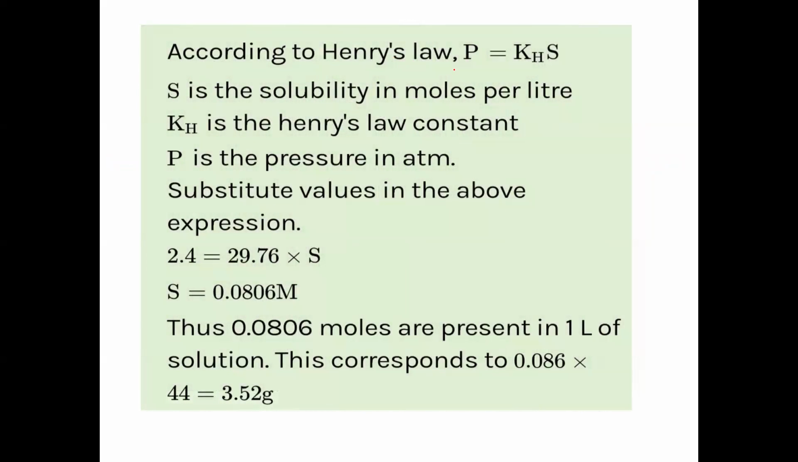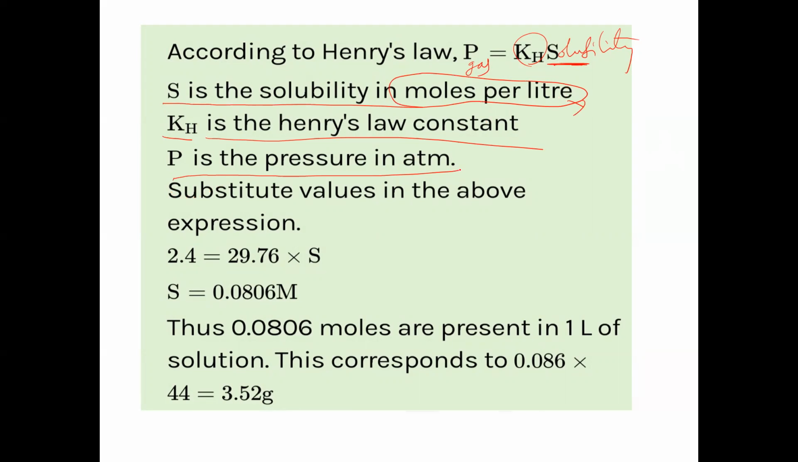Now here see, according to Henry's law, partial pressure of gas is equal to Henry's law constant into solubility. Solubility is nothing but mole fraction. So if we take S as solubility, we take it in moles per liter. Now KH is the Henry's law constant, and P is the pressure of gas in atm. The pressure of gas is given as 2.4 atm, and the KH value is given. Then solubility we can get.